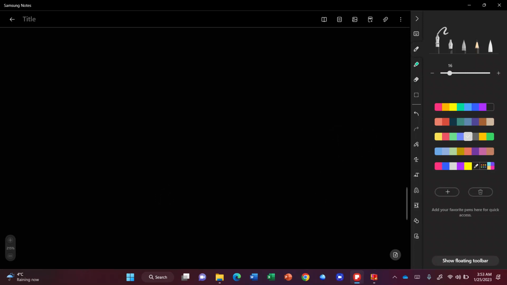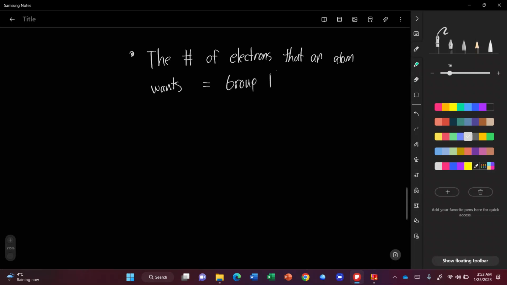Once we know that, all we have to realize is that the number of electrons that an atom wants is just equal to its group number. When I say group number, I want you to ignore the transition metals, the D block of the periodic table.